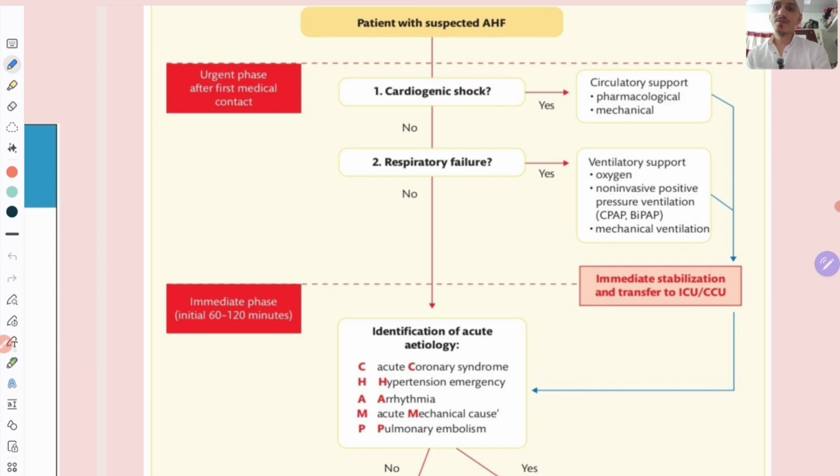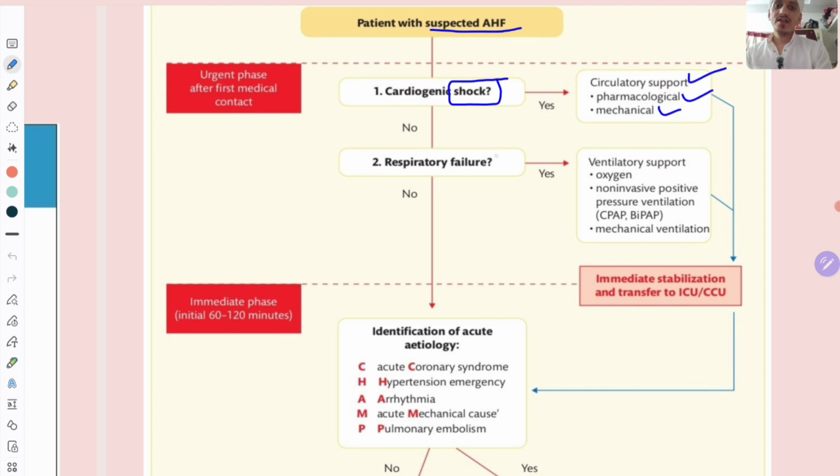Whenever a patient approaches the emergency department with suspected heart failure, this is a very good algorithm given in the Oxford textbook. Suspected acute heart failure: first of all, you rule out shock in that patient, meaning decreased BP. In any patient we evaluate the worst thing first, and in heart failure that is shock. So first we see whether there is cardiogenic shock. If it is there, then we provide circulatory support, either mechanical or pharmacological.